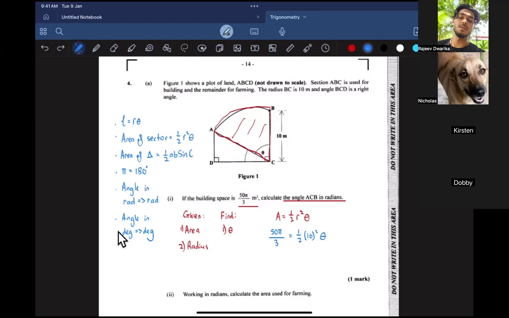Now, Max, a question. What area is used for farming? Tell me, which area is used for farming? Well, the building spaces, they give away the building space. So ABC is used for building. What portion is used for farming? ADC. Okay, ADC is what kind of shape? A triangle. Okay, triangle.